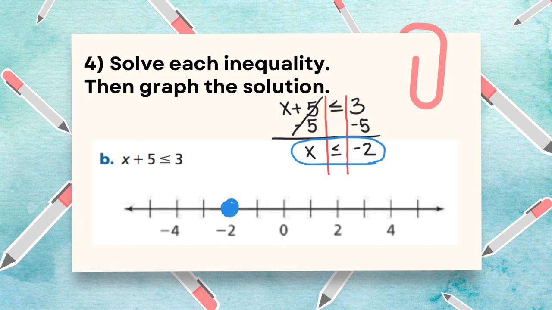It could be equal to it because of the line, so we color it in. Now, which direction will my arrow go? It's going to go to the left, because x is everything that's less than negative 2 or equal to negative 2. So my answer to this problem could be negative 2.